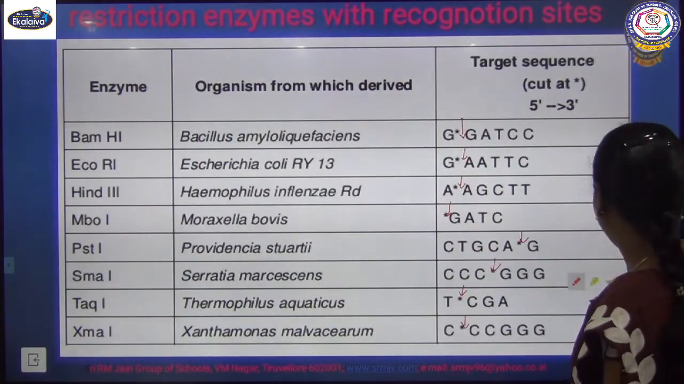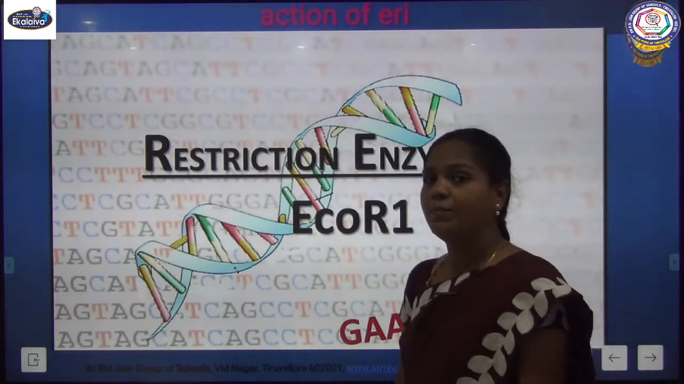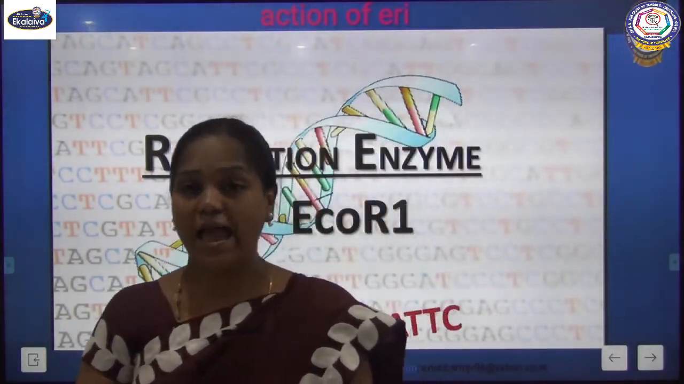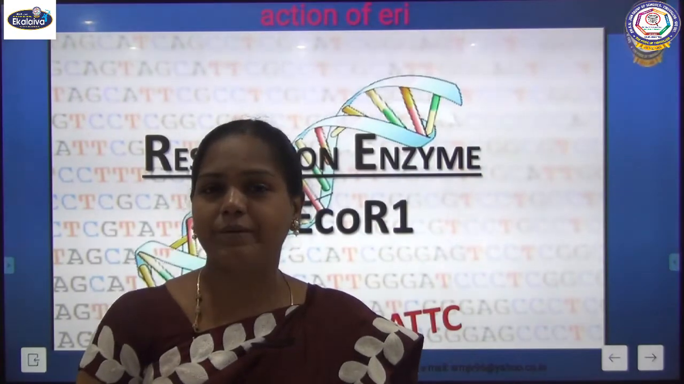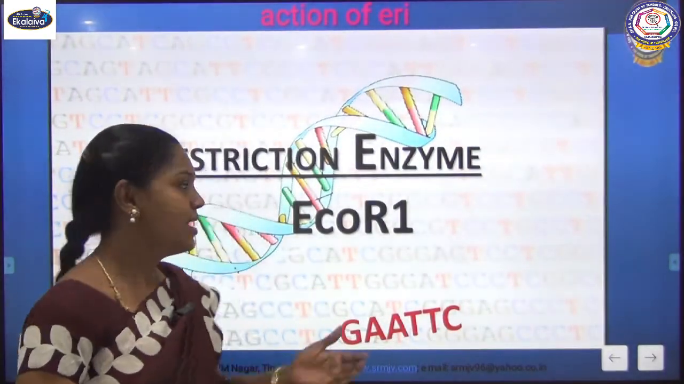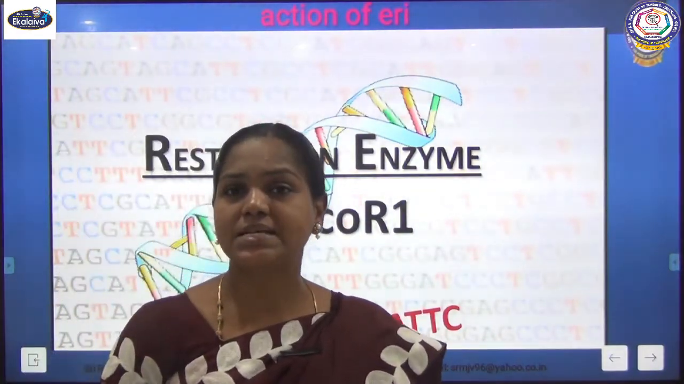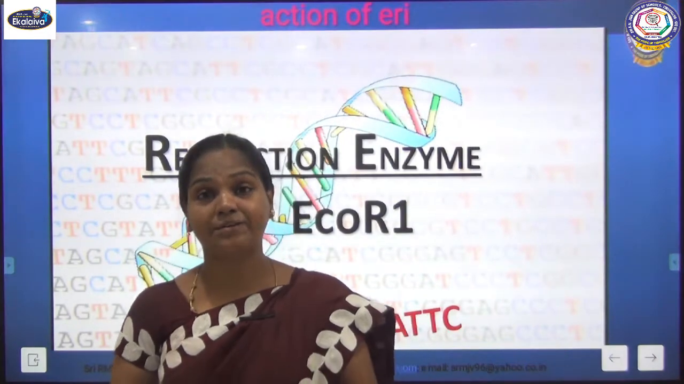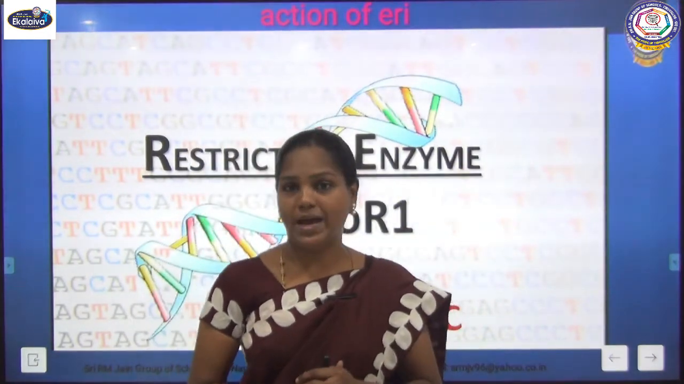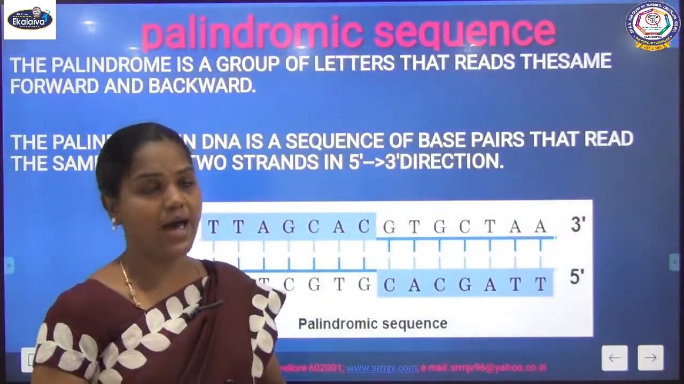And next we are going to see the restriction enzyme action. That is a very familiar, most widely used restriction enzyme in rDNA, that is EcoR1. Just now we have seen EcoR1, a restriction enzyme which has been extracted from our E. coli bacteria. Now we are going to see the function of this EcoR1.